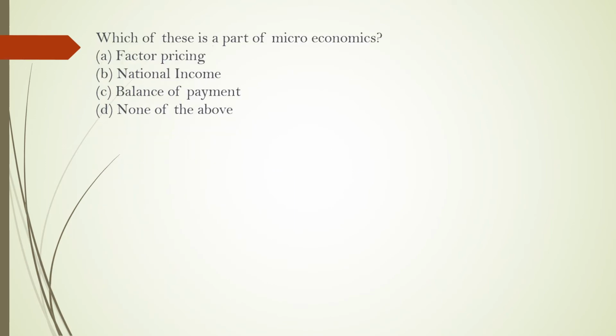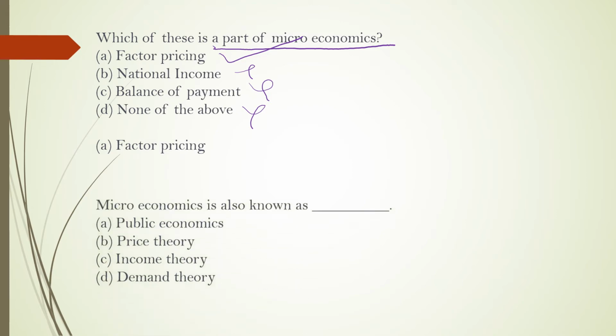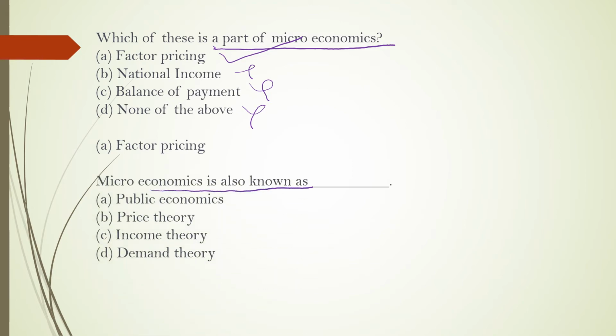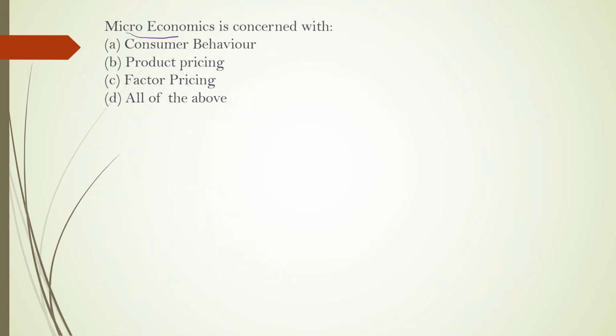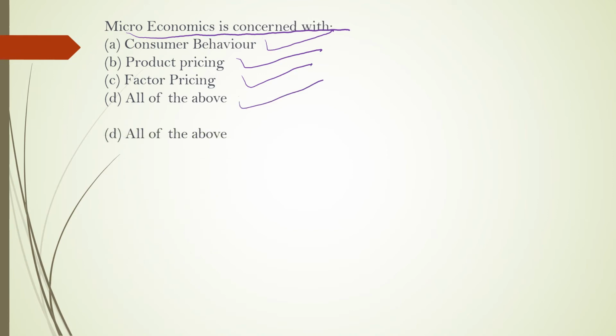Which of these is a part of microeconomics? Factor pricing is a part of microeconomics, as we discussed in the previous slide. National income, balance of payment, none of the above. So the right answer is factor pricing. Next one, microeconomics is also known as public economy, price theory, income theory, demand theory. No, it is known as price theory. The right answer is price theory. Next one, microeconomics is concerned with consumer behavior, correct. Product pricing, factor pricing, all of the above. So the right answer is all of the above.